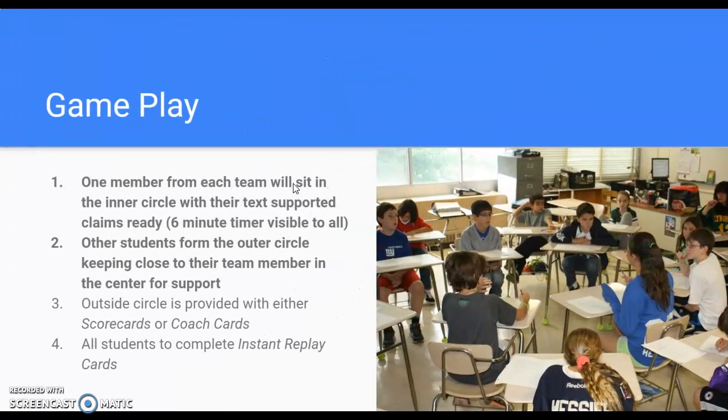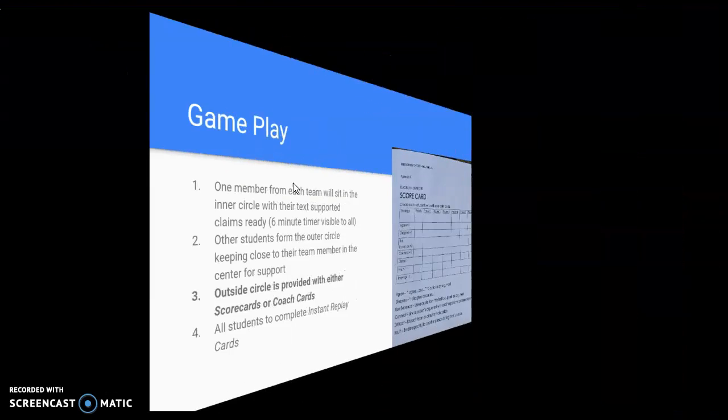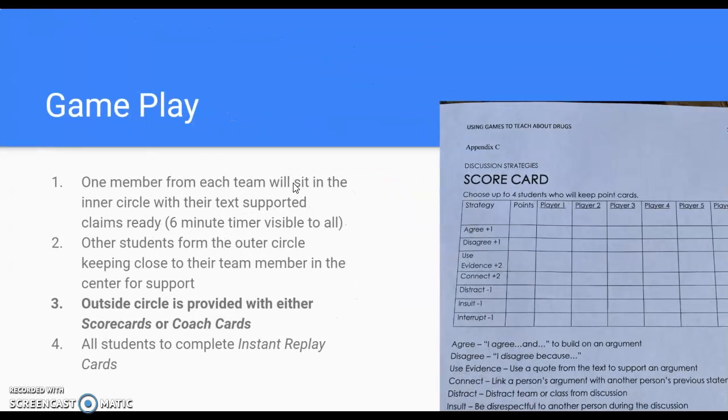During gameplay, one member from each team will sit in the inner circle with their tech support claims ready. There is a 6-minute timer that's visible by everybody. And then students who form the outer circle stay kind of close to their teammates to supply support if they need to. And then also during gameplay, the outside circle is provided with either the score cards or coach cards. And here are a little closer up so that you can see what the worksheets look like.